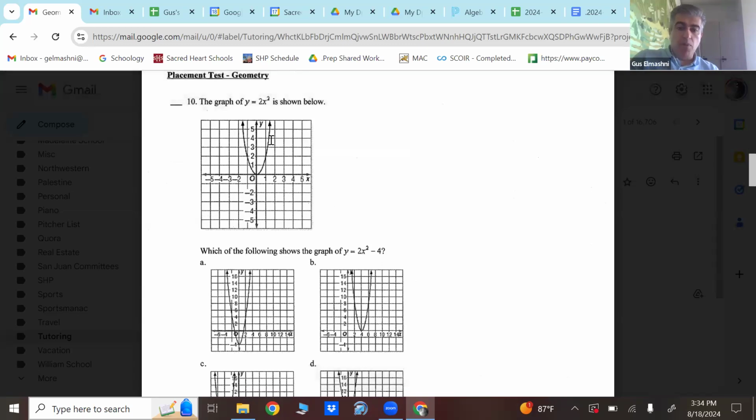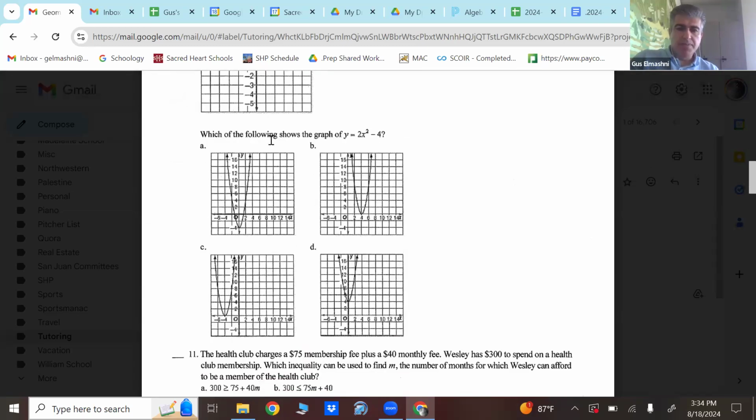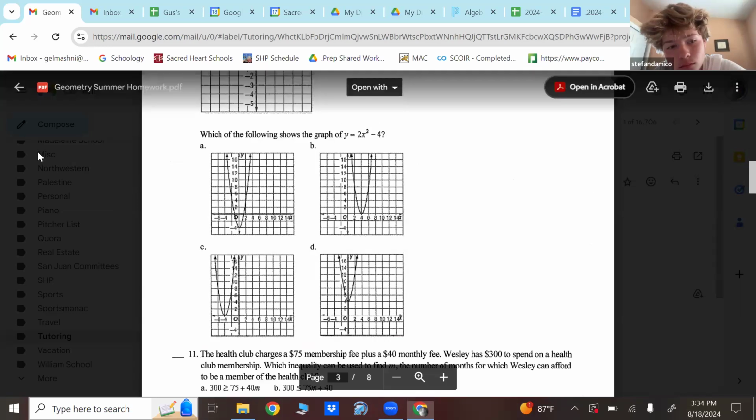So that's y equals 2x squared. So if you have -4, you want to go down 4 units. So that's why it's A for this one.